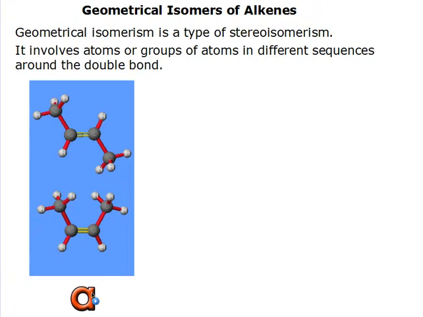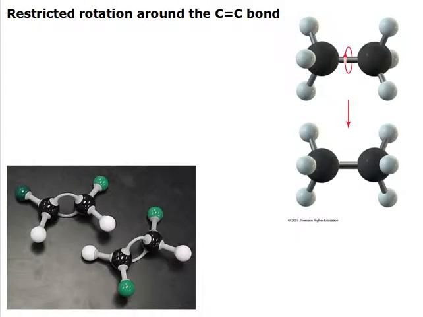So if we name these properly, the top one is called trans-but-2-ene, because the double bond's between the second and third carbon, and the one on the bottom is cis-but-2-ene. Now, why are those different structures? Why aren't they just the same structure? Well, if you consider that in alkanes you have single bonds, those single bonds can rotate around.